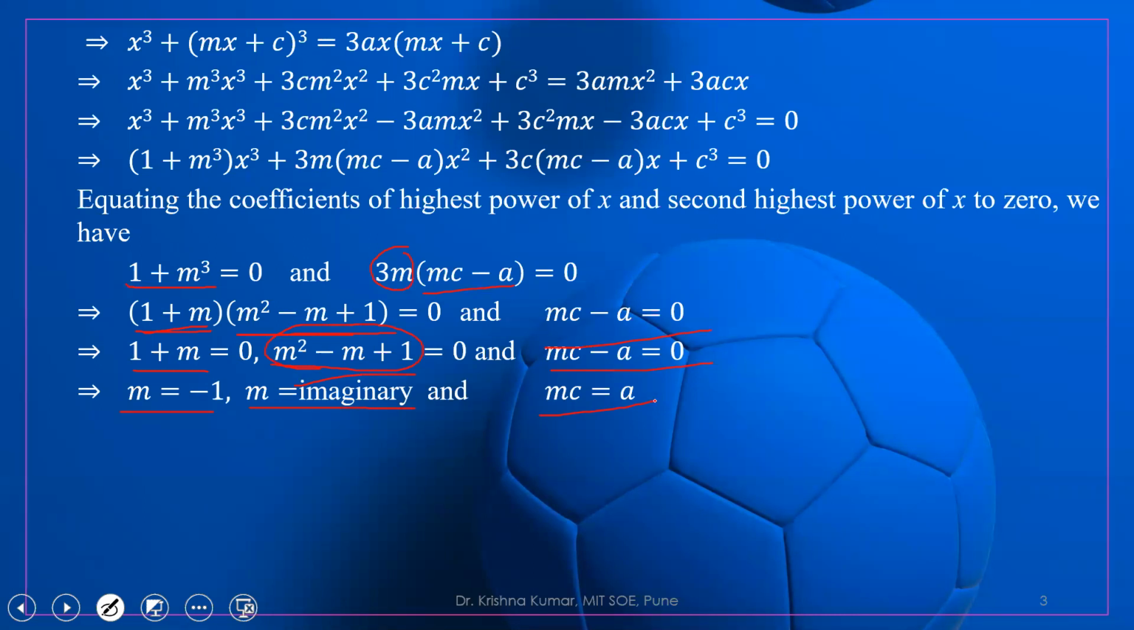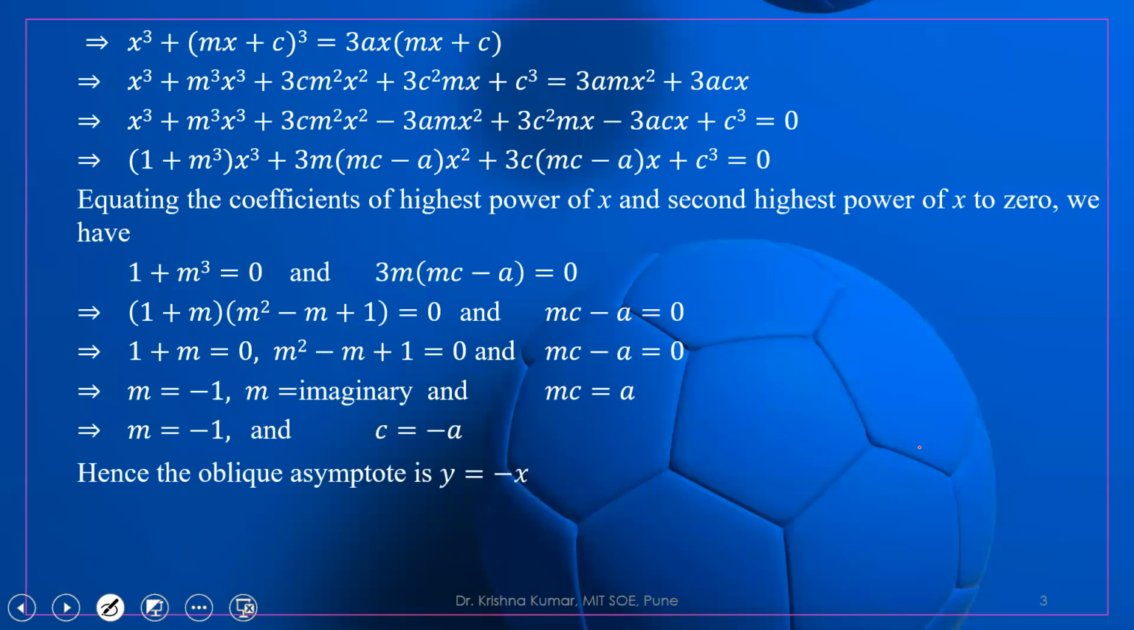And here from mc equal to a, so m equal to minus 1 and c equal to minus a, because m is equal to minus 1 over here. M equal to minus 1, then what is the value of c? It is minus a. So m is equal to -1 and c equal to -a. So if you put in the equation y is equal to mx plus c, what is the value of m? It is -1. And what is the value of c? It is -a. So we are getting y plus x is equal to -a. This is the equation of a straight line.